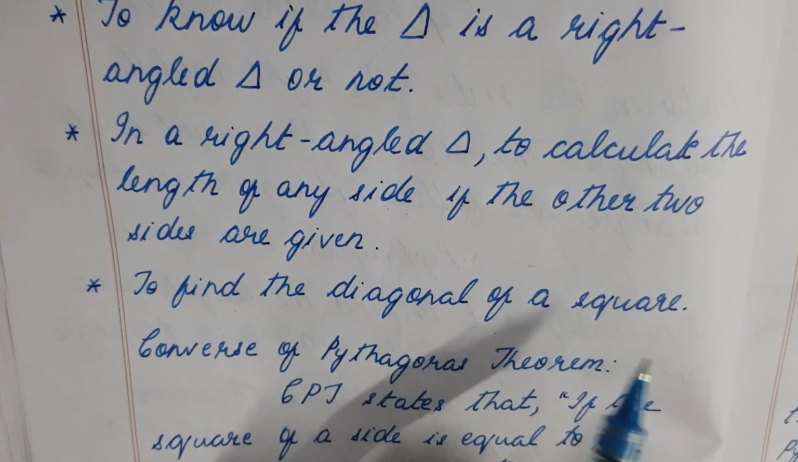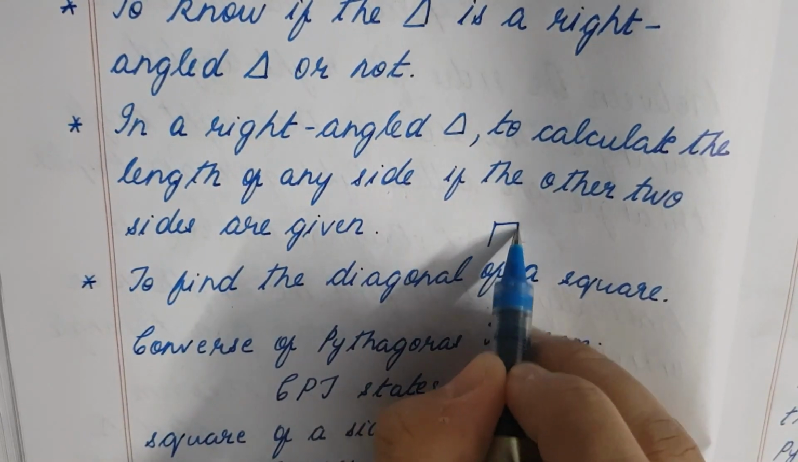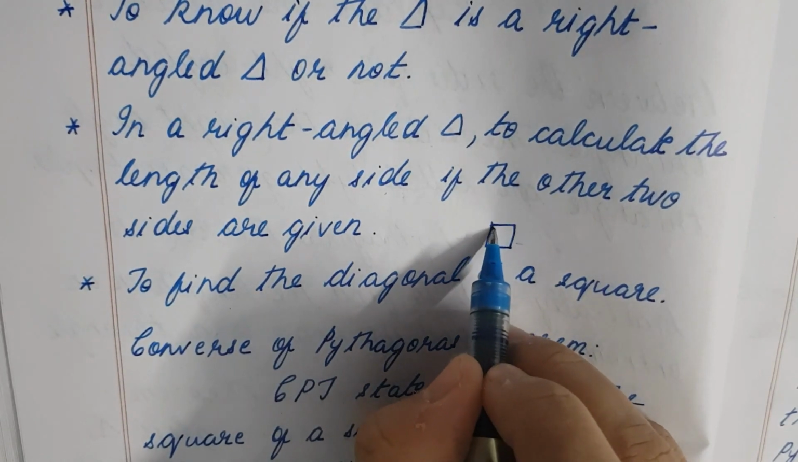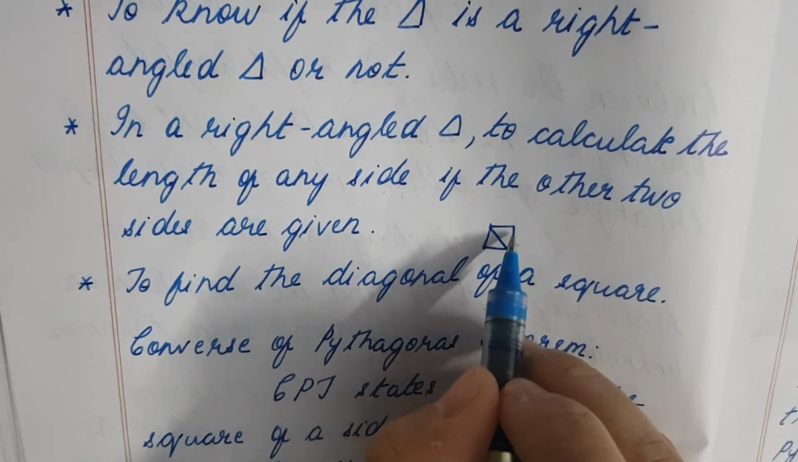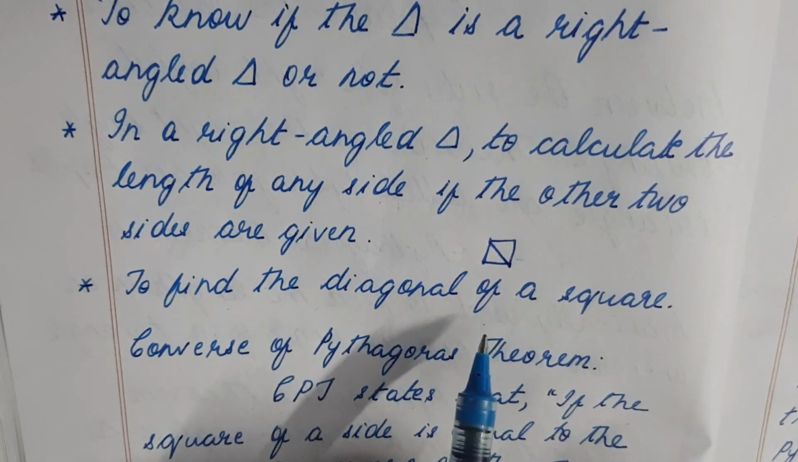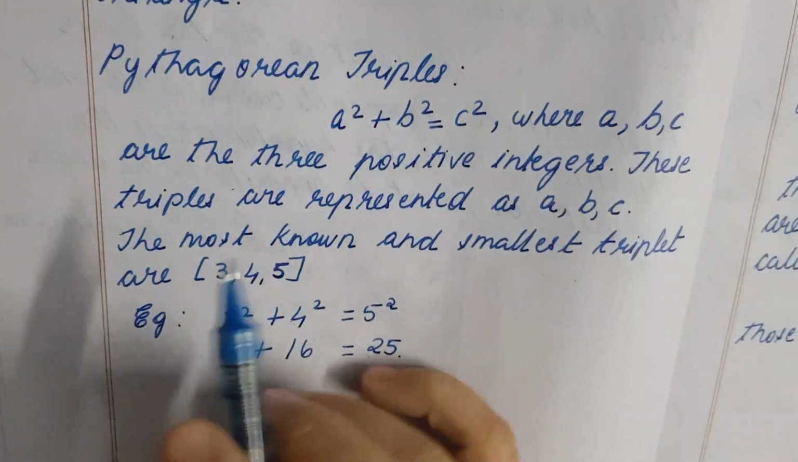To find the diagonal of a square. So diagonal of a square ஓட அர்த்தம் என்ன? See, this is a square. A square is equal by all sides, இல்லையா? So diagonalனா இதோட cross. So பாருங்க, இது இப்படி பார்த்தாலும் it is a right angled triangle தான், அதே மாதிரி இப்படி பார்த்தாலும் it is a right angled triangle தான். So அதனால தான் to find the diagonal of a square க்கு கூட நம்ம Pythagorean theorem யூஸ் பண்ணுவோம்.